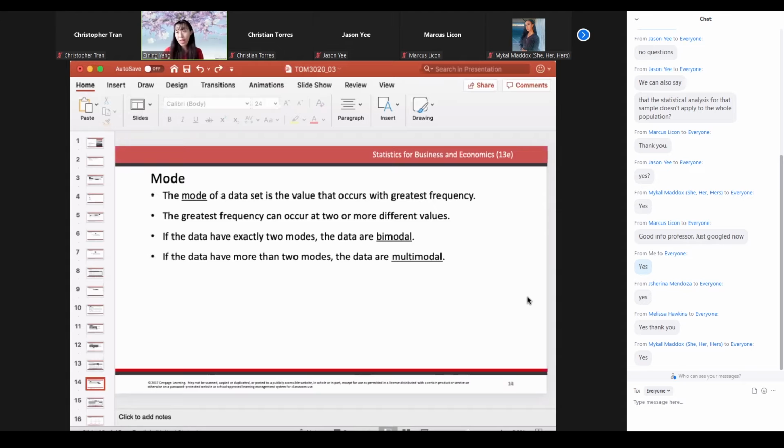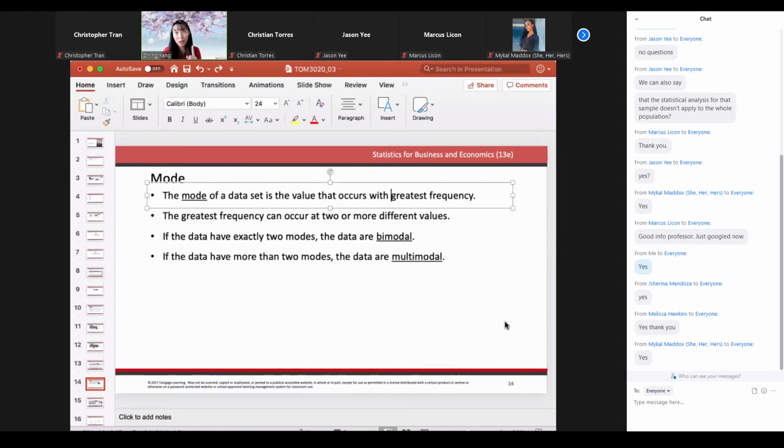The other measure is the mode. Mode is also a simple concept. It doesn't require any calculation. The mode of a data set is the value that occurs with the greatest frequency. So it's simply which number shows up the most times. It's that simple. You don't even need to rearrange. You don't need to add or subtract, no calculation, not even sorting. You just see which number comes up with the highest frequency.